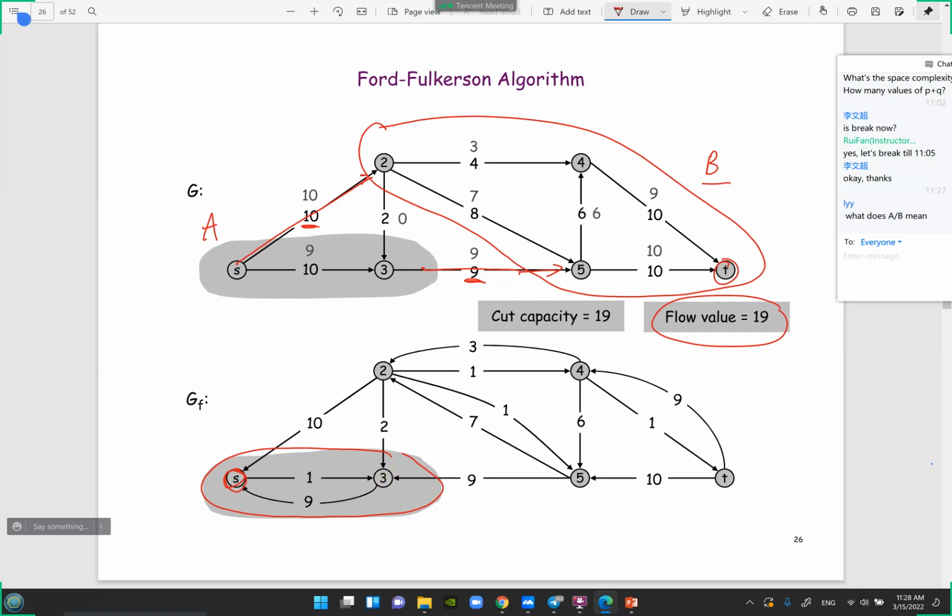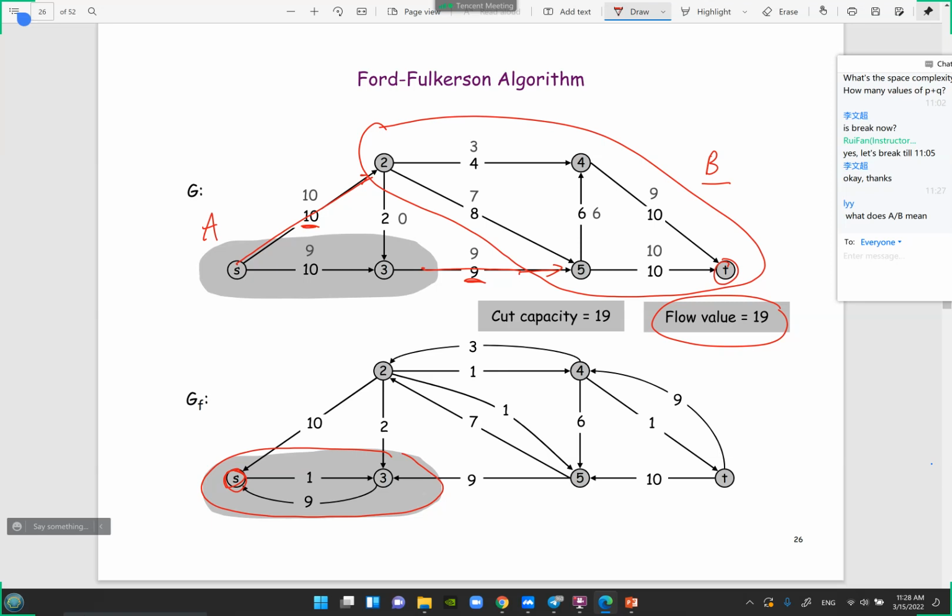And then you look for all of the edges which go from A to B. The reason we care about those edges is because S is part of A and T is part of B. So in order to get flow from S to T, you need to take these edges which go from A to B.